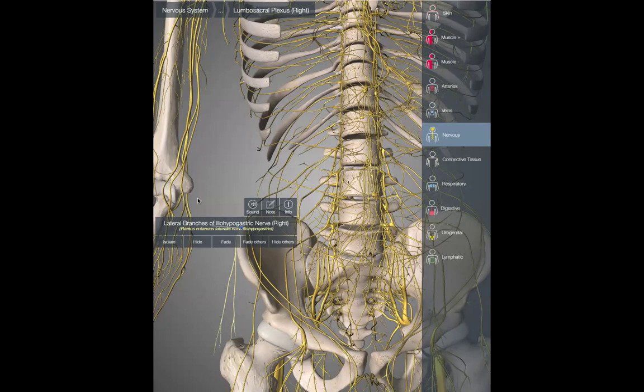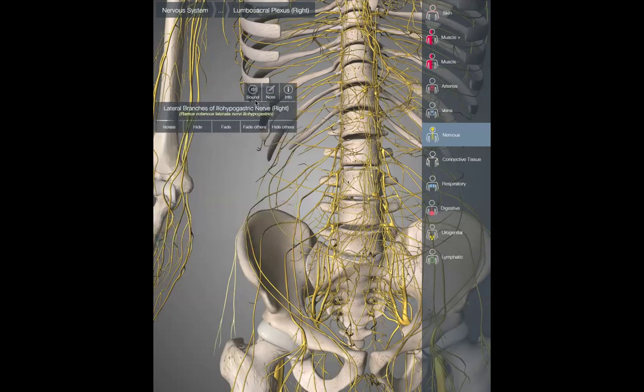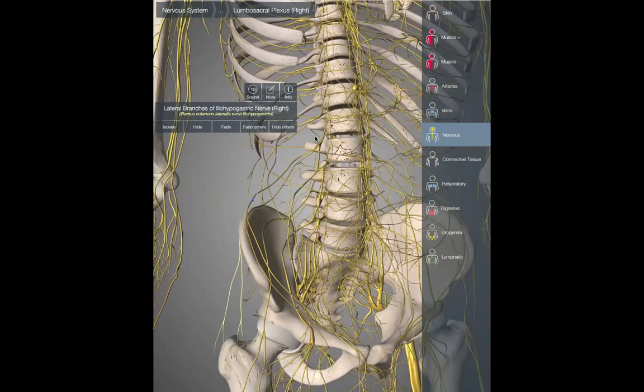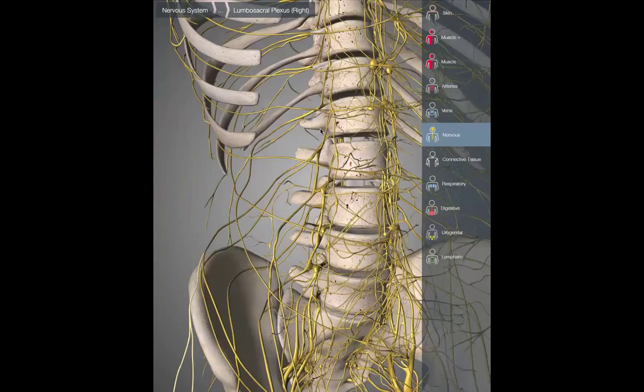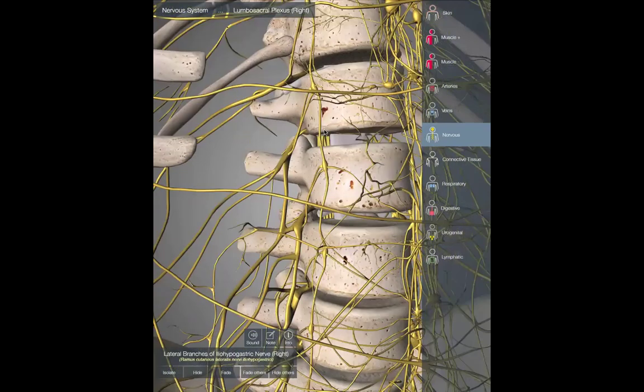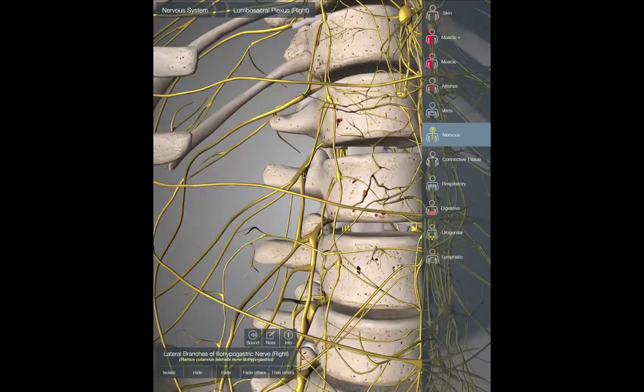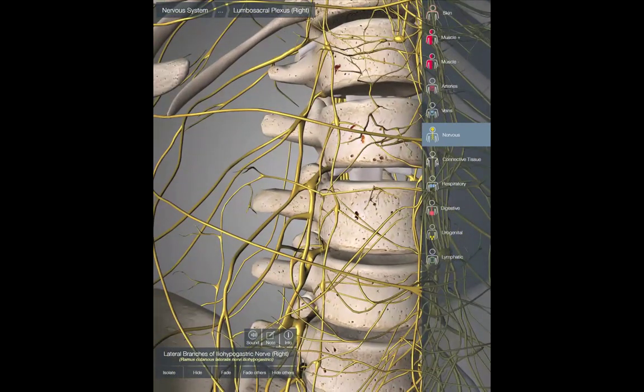I've heard that these nerves originate from the loops between lumbar vertebrae. So is it just L1 or T12 and L1? For the iliohypogastric nerve, the root is L1, but some contribution comes from T12. Okay. All right. That's the first thing.